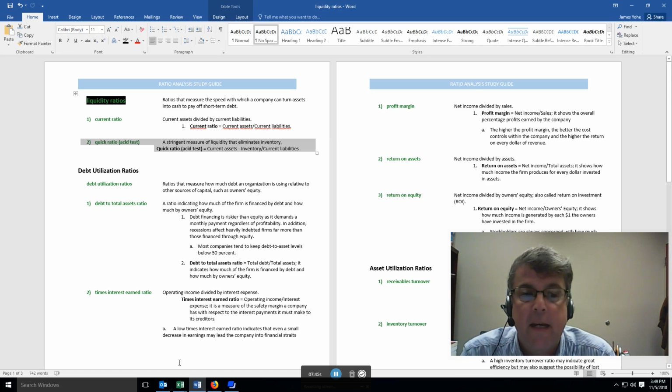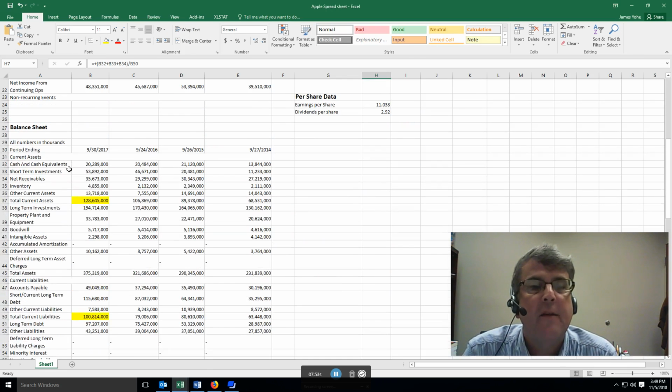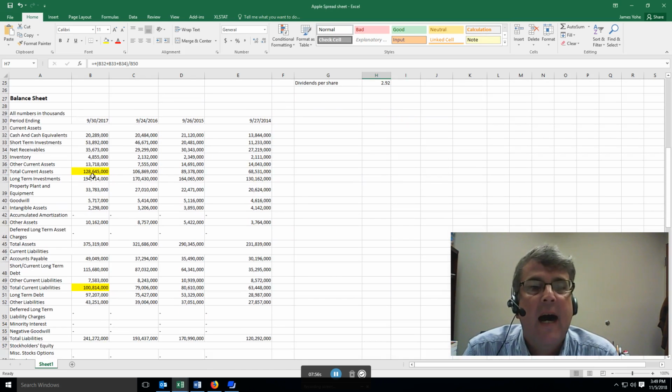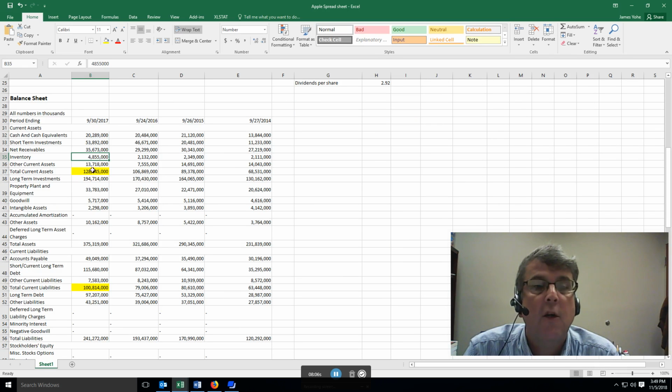Okay, so going back here to our Apple spreadsheet, when I go down here to the balance sheet, I'm not going to take total current assets anymore. That's not useful to me because they've got this inventory in here. I don't know if that's any good. So I take current assets, subtract inventory, and then I divide it by current liabilities.